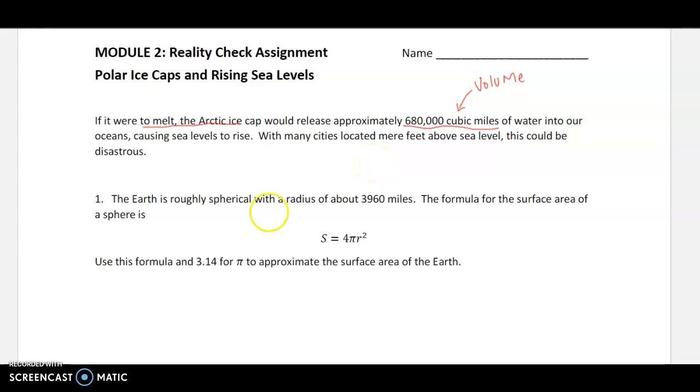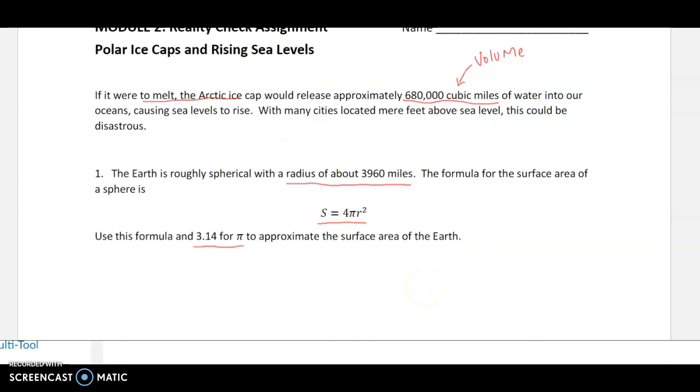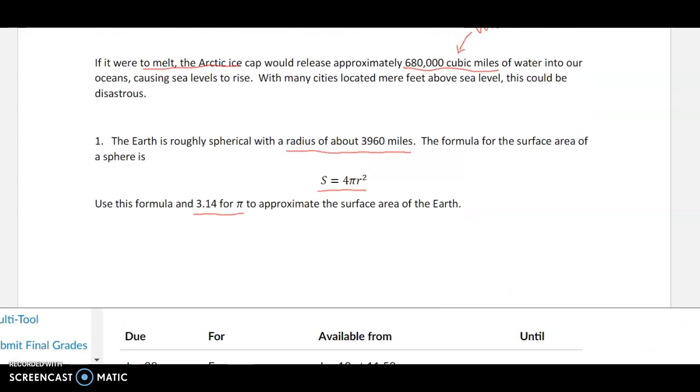Okay, let's go to problem 1. The Earth is roughly spherical with a radius of about 3,960 miles. I'm going to underline that. That's important. The formula for the surface area of a sphere is this formula. Use this formula and 3.14 for pi to approximate the surface area of the Earth. You have all the information you need right here to find that surface area, and you'll want a calculator for this. Now notice it doesn't say round to anything, so you can just put the answer as is.